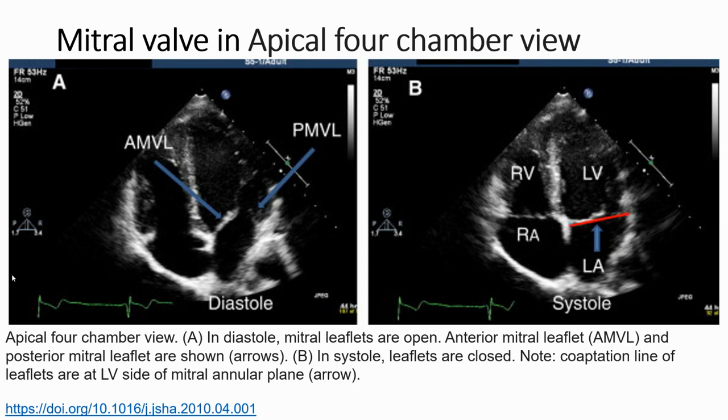This is the apical four chamber view in mid-diastole. Mitral leaflets are open: the anterior mitral leaflet and the posterior mitral leaflet, as the arrow indicates. The leaflet on the left side we call anterior, and the leaflet on the right side we call posterior.